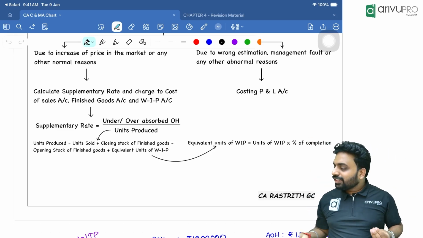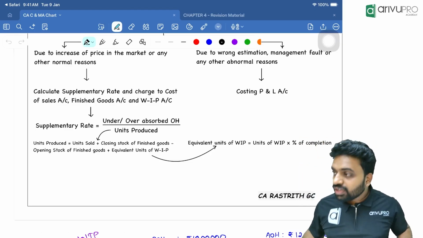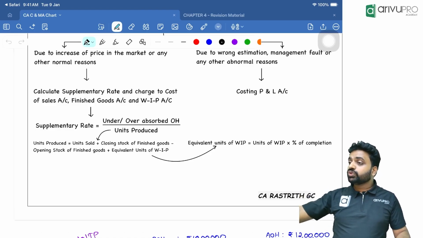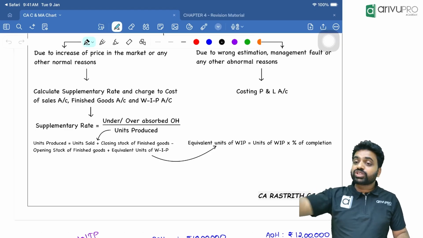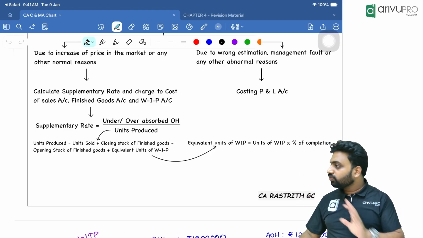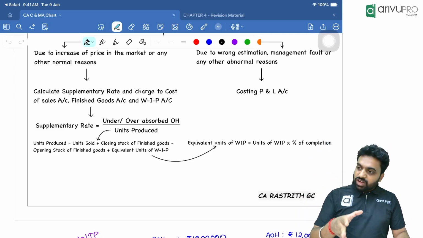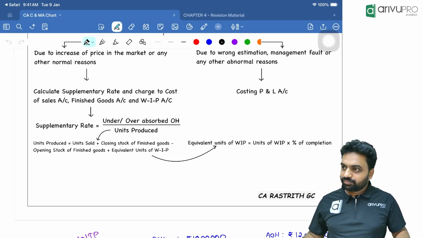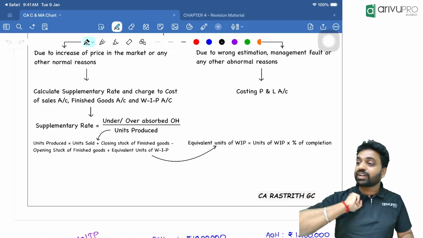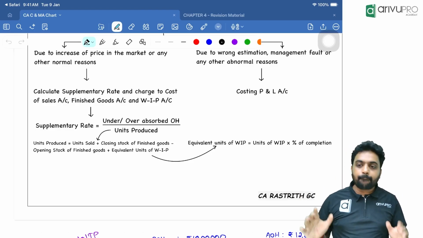Once you find the supplementary rate, relating to sold units you are going to charge it to COS, cost of sales: sold units into supplementary rate. Relating to closing stock of finished goods produced during the year, you charge it to the finished goods account: closing stock units into rate. And relating to WIP, you charge it to the WIP account: equivalent WIP units into supplementary rate. Please keep in mind, because when computing the rate you didn't take WIP as it is, you took equivalent WIP. Is that clear?